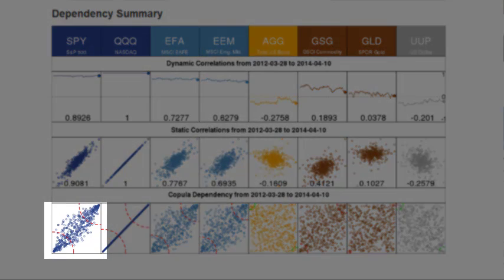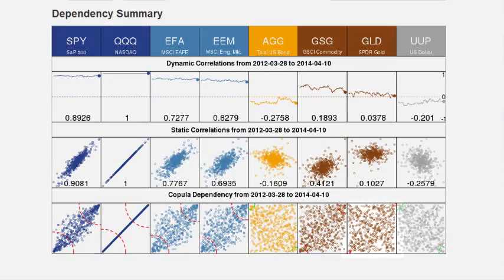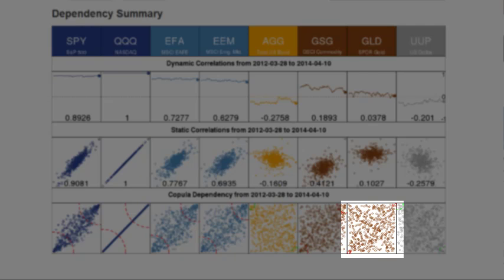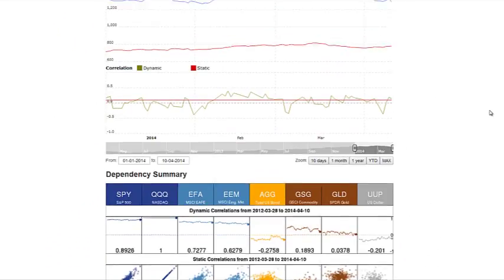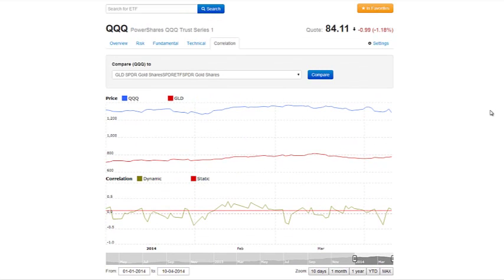In the case of SPY and QQQ, this is quite strong. In the case of GLD and QQQ, the dots do not cluster in any meaningful way, and there is little to no tail dependency. This completes the ETF Analyzer correlation page.